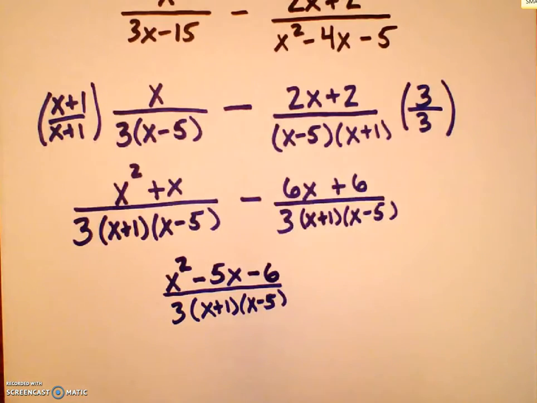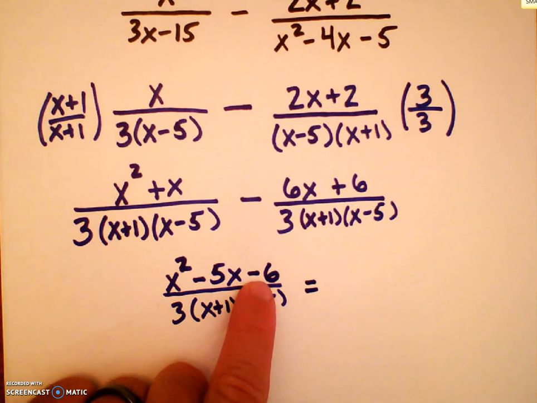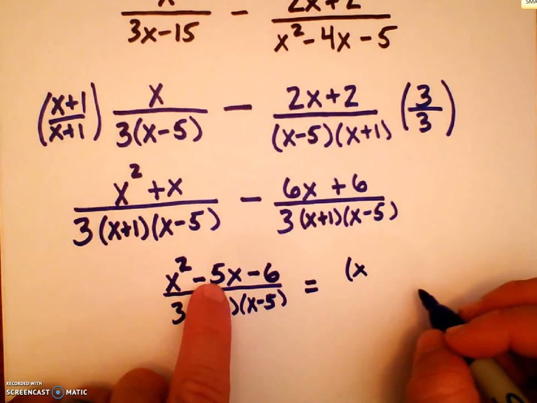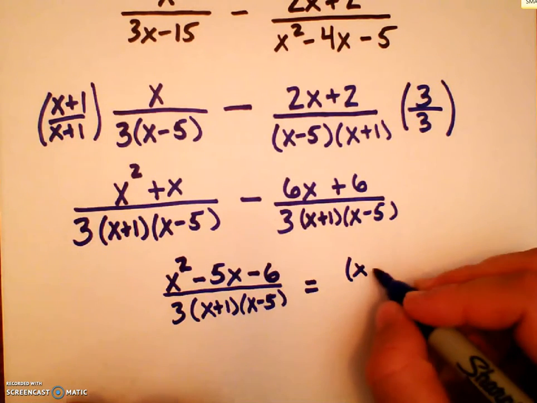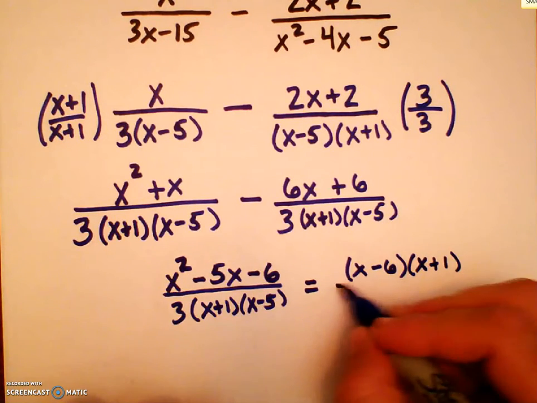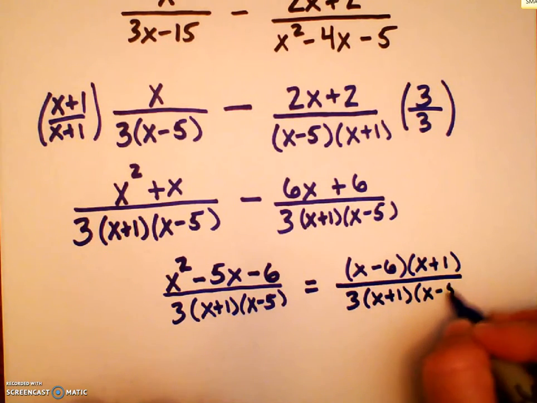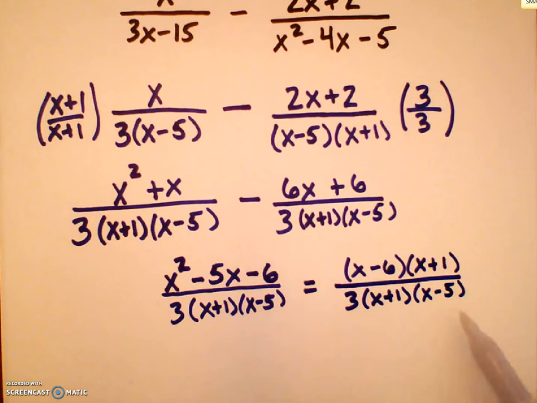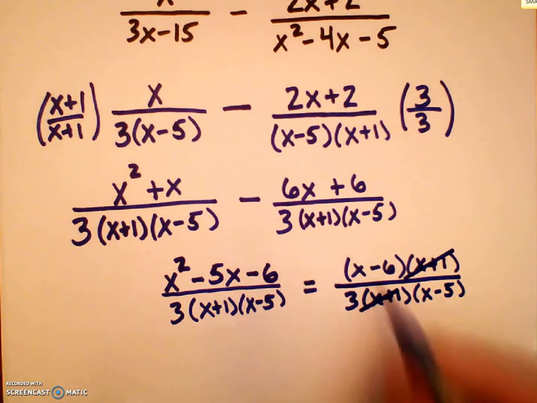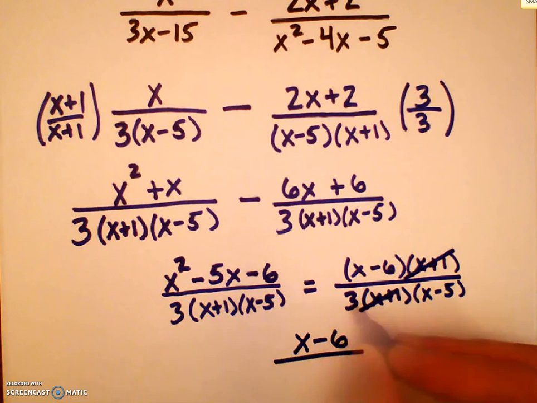And again, a lot of people will stop here and think they're done, but you do need to look to see, can you factor further? In this case, you can. Factors of negative 6 that will get you a negative 5 when you add them are negative 6 and positive 1. So sometimes you'll even factor and nothing will cancel, but you still need to do it. In this case, something does cancel. The x plus 1's cancel, and your final answer is the x minus 6 on top, and on the bottom, the 3 and the x minus 5.